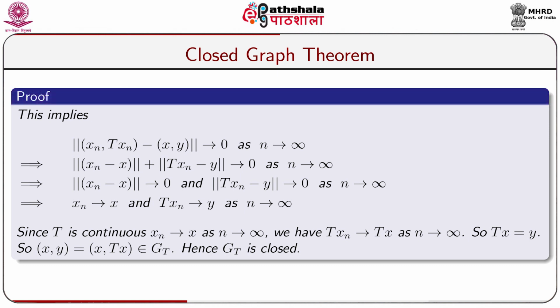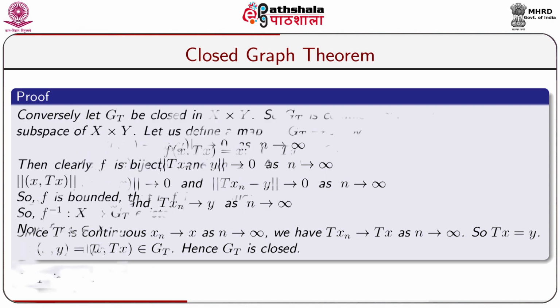We started with (x, y) belonging to GT bar, and we have shown that (x, y) belongs to GT. So GT bar is a subset of GT. Automatically GT is a subset of GT bar. So GT is equal to GT bar, and consequently GT is closed.